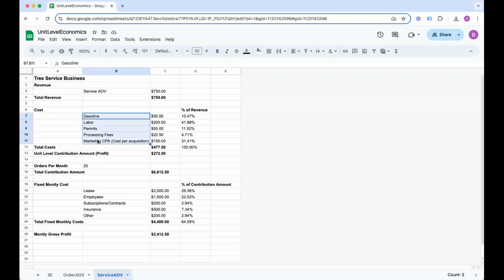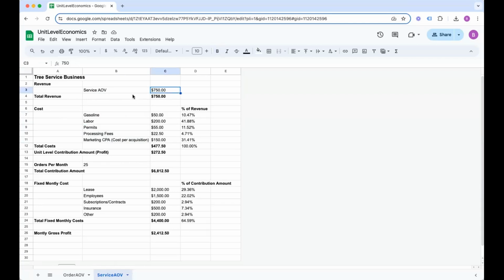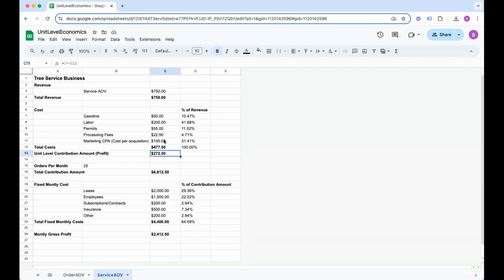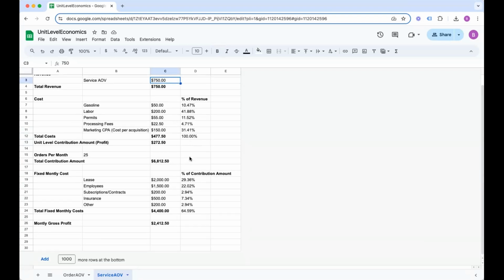The costs are a little bit different looking for this type of service business, but again, it's on a variable basis. So think about how much gasoline, how much labor, what were the permits, all surrounding that average service that you're providing. Also have a marketing cost per acquisition. And so that would leave you with a certain amount. Notice, by the way, in this case, $150 cost per acquisition is a huge number compared to the one we saw on the product level analysis, but it's because the AOV is so much greater. So you might be willing to pay that much to get a service of that magnitude.